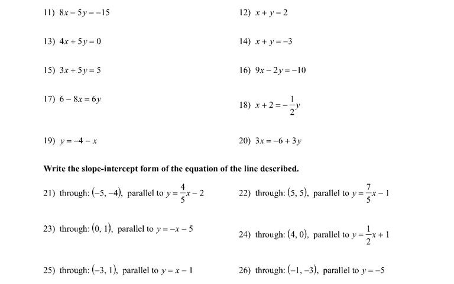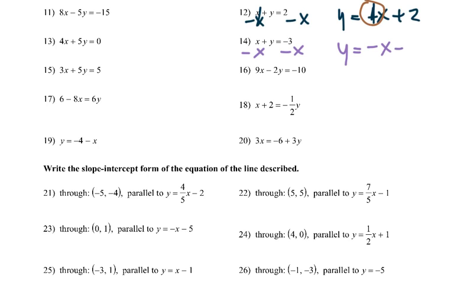Essentially the way we do that is we solve for y. Like number 12, I would just subtract x from both sides. That would give me y equals negative x plus 2, so my slope of negative 1 is what my parallel line would be. Same with 14, we'd subtract an x and get y equals negative x minus 3. So my slope would be negative 1.